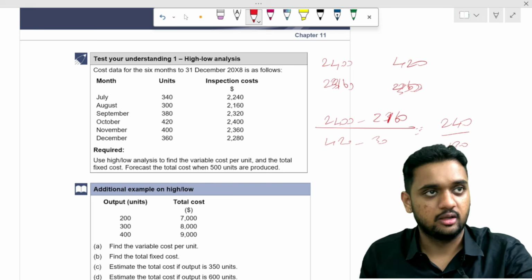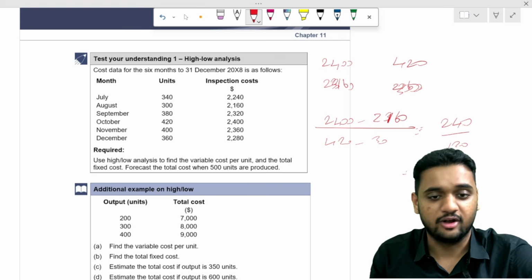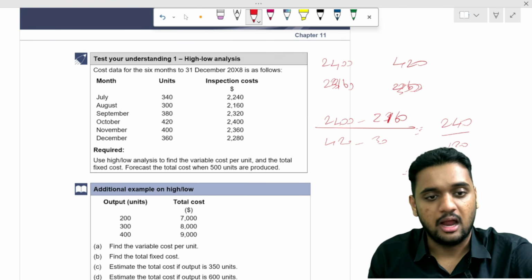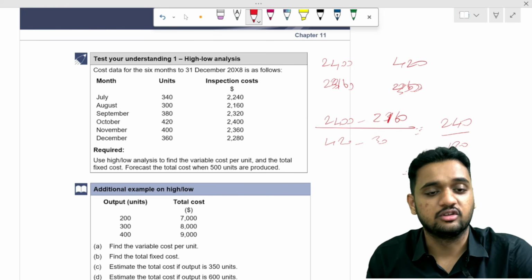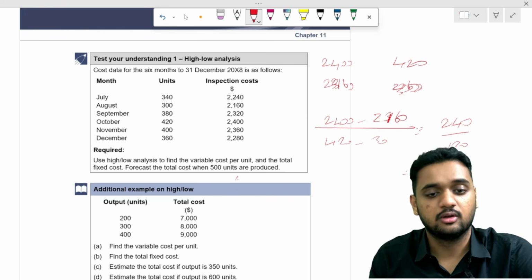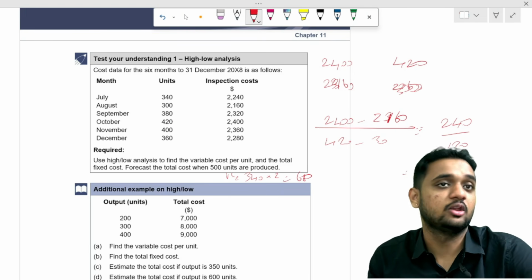Now take any month of your choice. We'll take the first month. 340 is there. For 340 units, what should be the total variable cost? Variable cost is equal to 340 units into 2. 680 rupees should be the total variable cost.